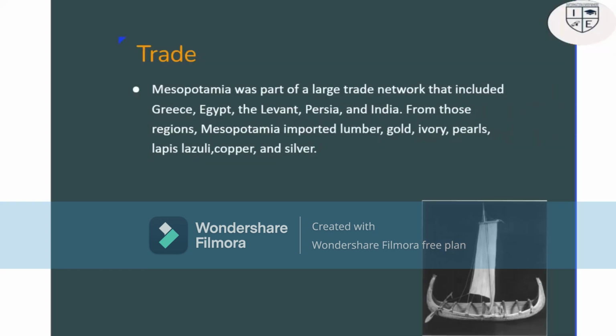Mesopotamia was a part of a large trade network that included Greece, Egypt, Levant, Persia, India, and Romans also. From those regions, Mesopotamia imported gold, lumber, ivory, pearls, lapis lazuli, copper, and silver. So, there was a large trade network. Let me get my pen.